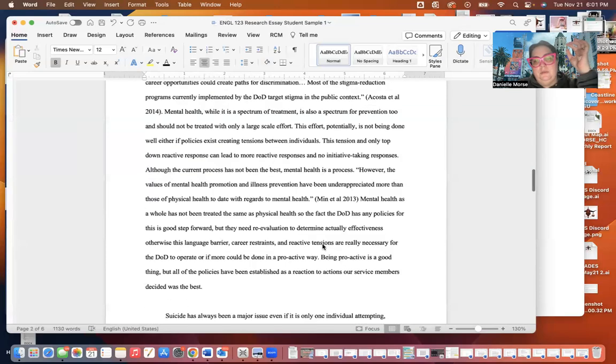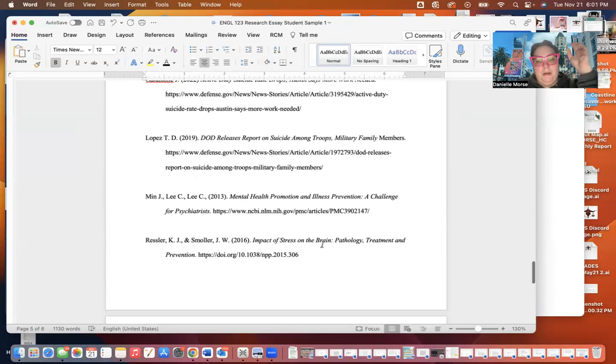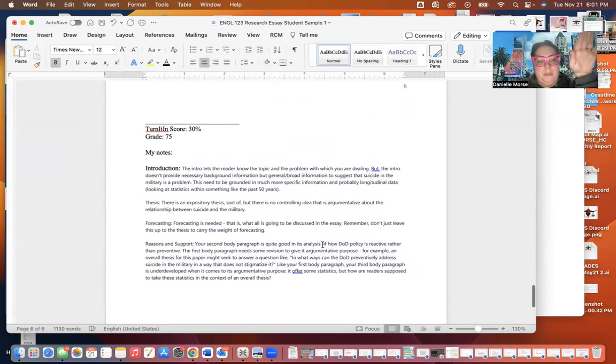So really quickly, what I said about, I'll look at the reference page later. What I said about the introduction is that the intro lets the reader know the topic and the problem with which you are dealing, but the intro doesn't provide necessary background information, but general or broad information to suggest that suicide in the military is a problem. This needs to be grounded in much more specific information and probably longitudinal data. And I give an example of what longitudinal data is. Focus on the word long there.